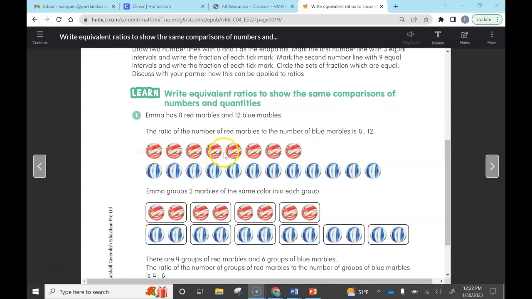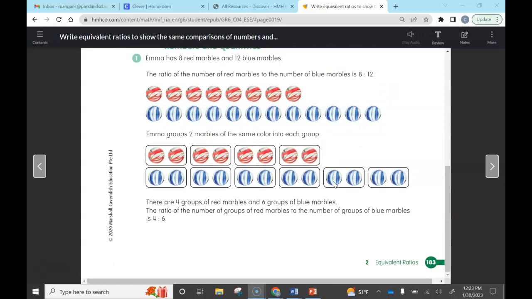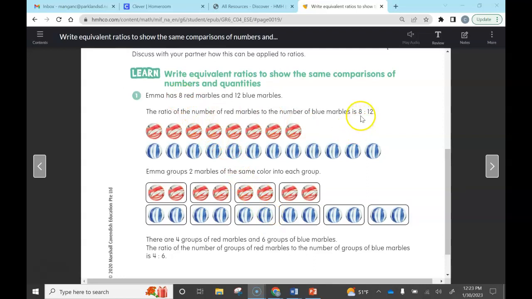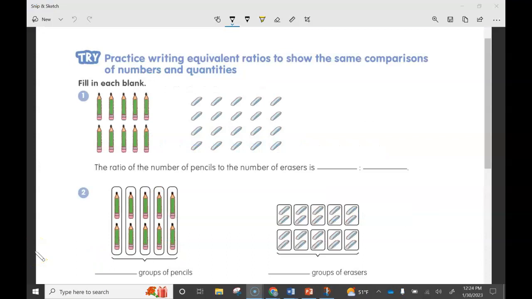So you can see 1, 2, 3, 4, 5, 6, 7, 8, and then 1, 2, 3, 4, 5, 6, 7, 8, 9, 10, 11, 12 blue marbles. So 8 red, 12 blue. Now, if Emma groups 2 marbles of the same color into each group, you can see that now the ratio is 4 red marble groups to 6 blue marble groups. So we can see that the ratio of 8 to 12 is equivalent to 4 to 6. So let's turn to page 186 and let's practice this together.